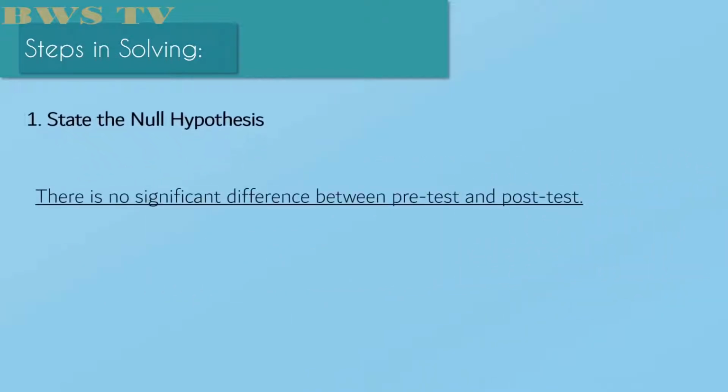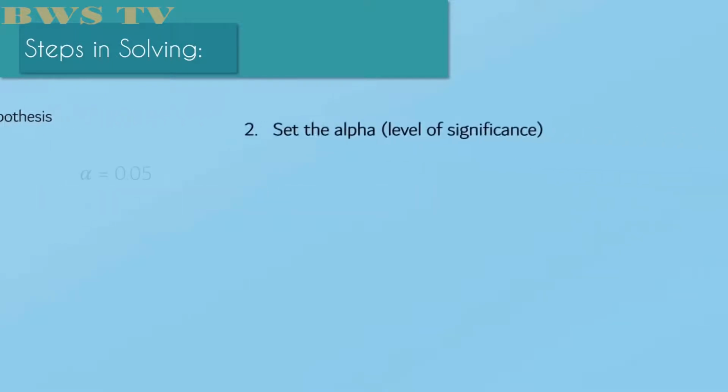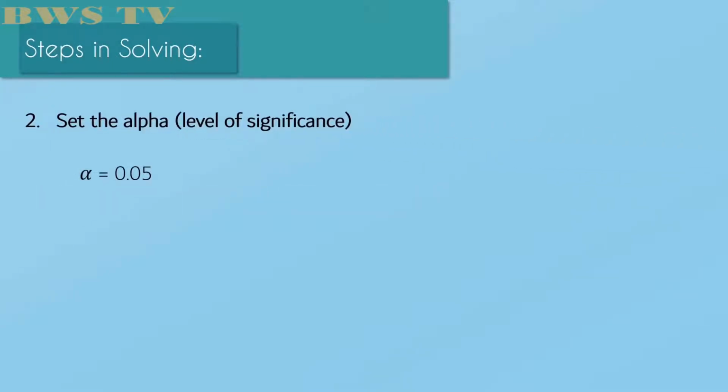In the first step, state the null hypothesis. This is the null hypothesis for example number 1: there's no significant difference between pre-test and post-test. Step number 2. Set the alpha or the level of significance. Our alpha is equal to 0.05.